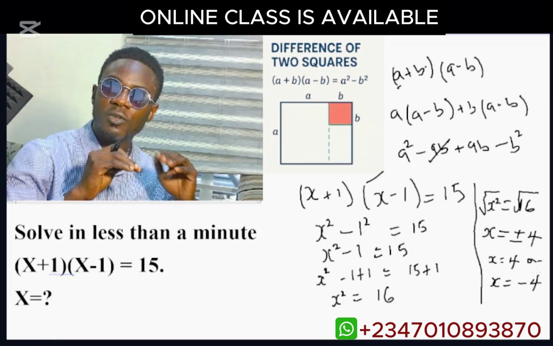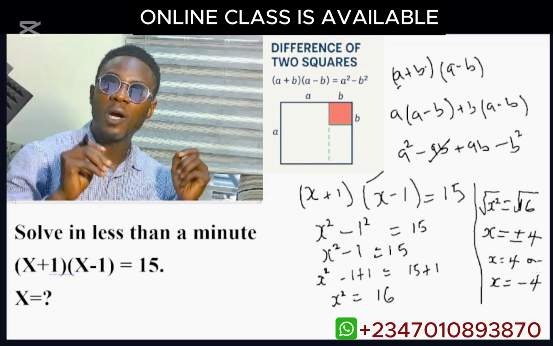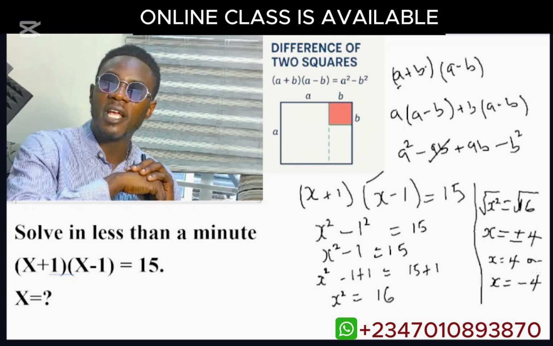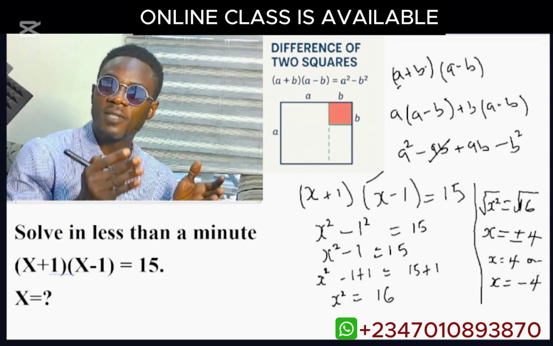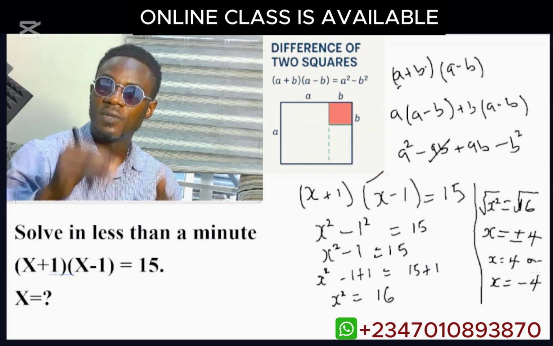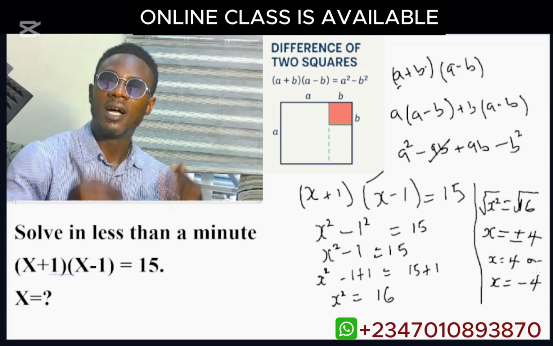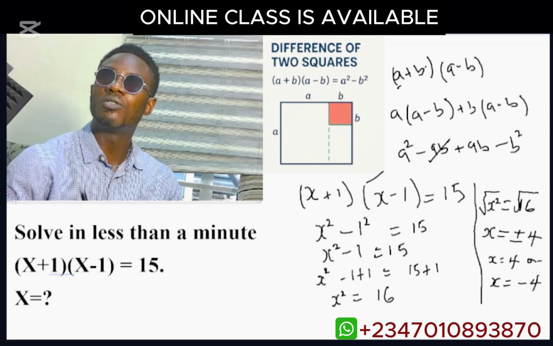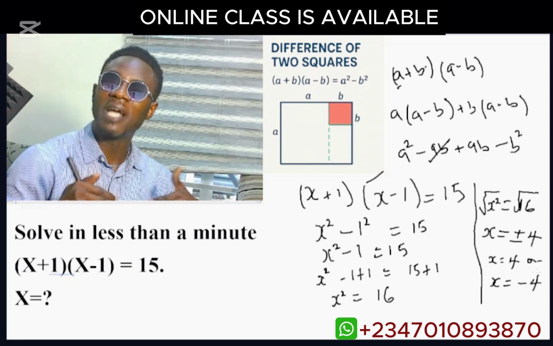The interesting thing about this solution is that, without explanation, if we go straight into the solution, we will definitely solve this question in less than a minute. When we already have (x + 1)(x - 1) = 15, our next step is the identity: x² - 1² = 15. Then x² - 1 = 15. Then x² = 15 + 1. x² = 16. And then we know that the square root of 16 is plus or minus 4.